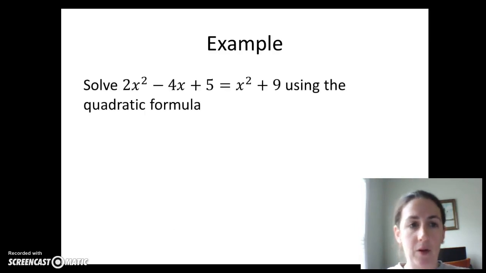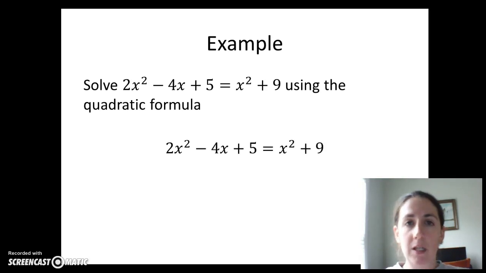So let's do an example. Let's solve 2x squared minus 4x plus 5 equals x squared plus 9 using the quadratic formula. The first thing we need to do is get this in general form. So we're going to need to get everything on one side of the equal sign, 0 on the other. So I'll subtract the x squared and I will subtract the 9. And I get x squared minus 4x minus 4 equals 0.